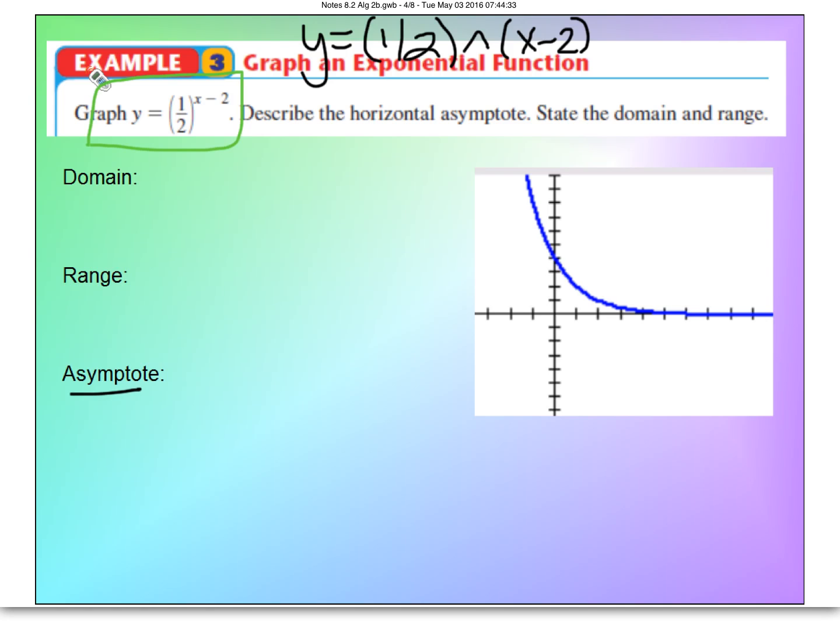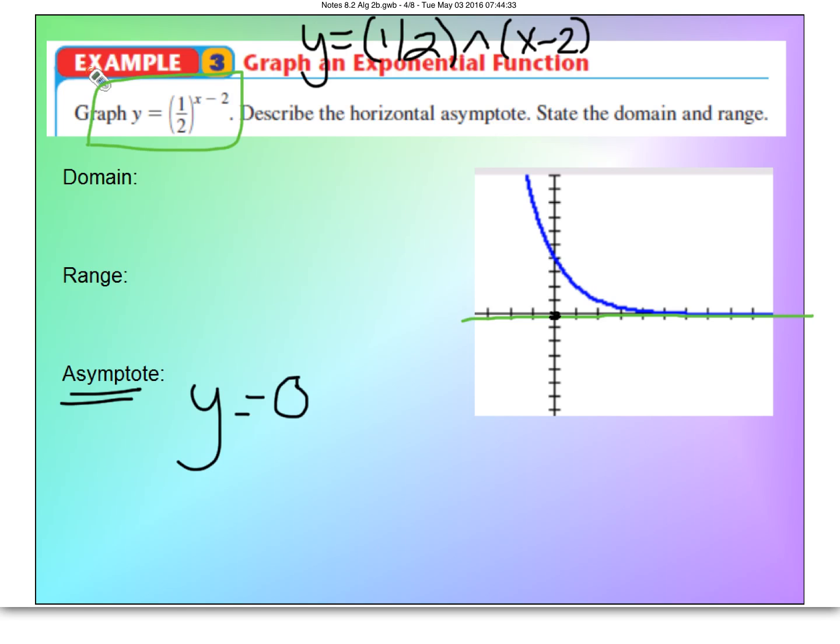Let's first talk about the asymptote. Remember, the asymptote is a horizontal line that it approaches but doesn't cross. And you should be able to see it's right here. Just look and see at what number it crosses at. It crosses at 0, and it crosses the y-axis, so we say the asymptote is y equals 0.